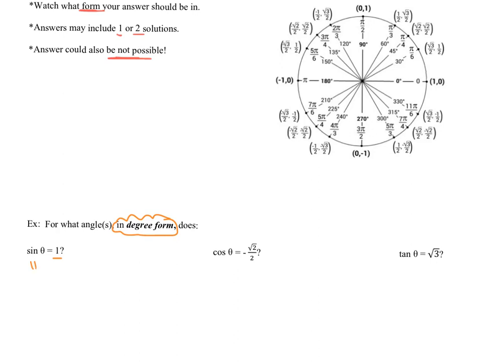Sine, by definition, is the y-coordinate. So I want to know what angle values have y equals 1. Well, that would be up at the top of the circle. So when does y equal 1? When theta equals 90 degrees. And notice that's the only time that's true, so there's only one solution.